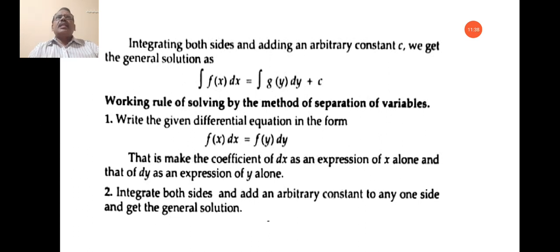After integration, this equation becomes integral of f(x) dx equals integral of g(y) dy plus c, where c is a constant of integration. So this is the solution of the given differential equation. We come to the working rule. First, write the given differential equation in the form f(x) dx = g(y) dy. Second step is integrate on both sides and add an arbitrary constant to any side.